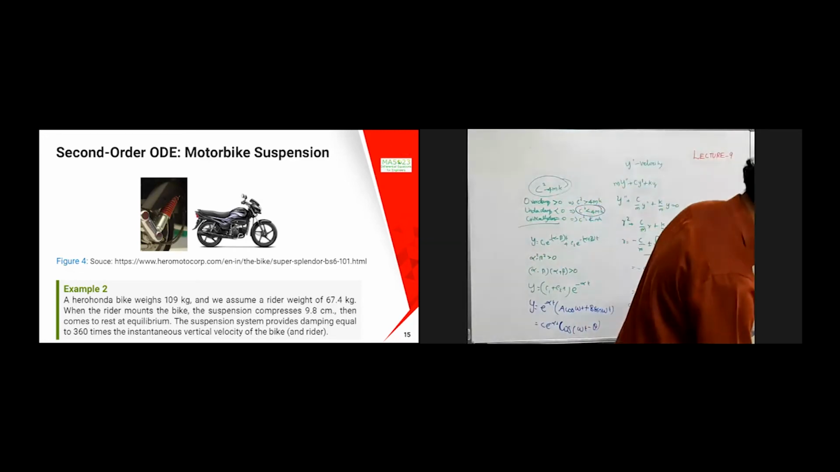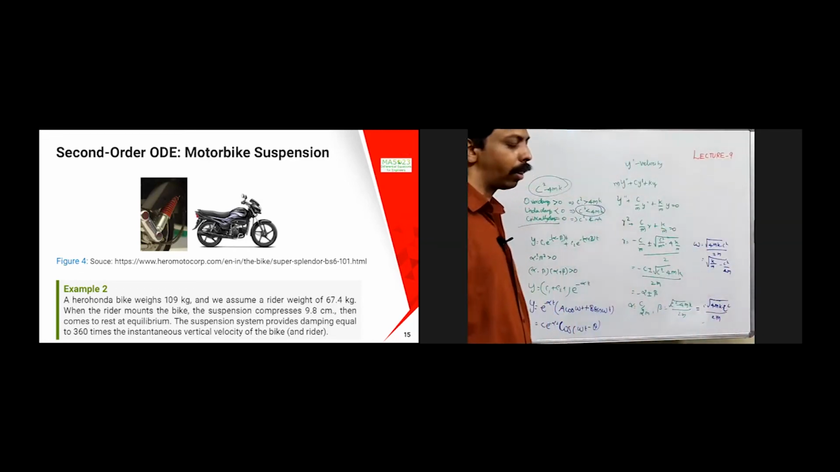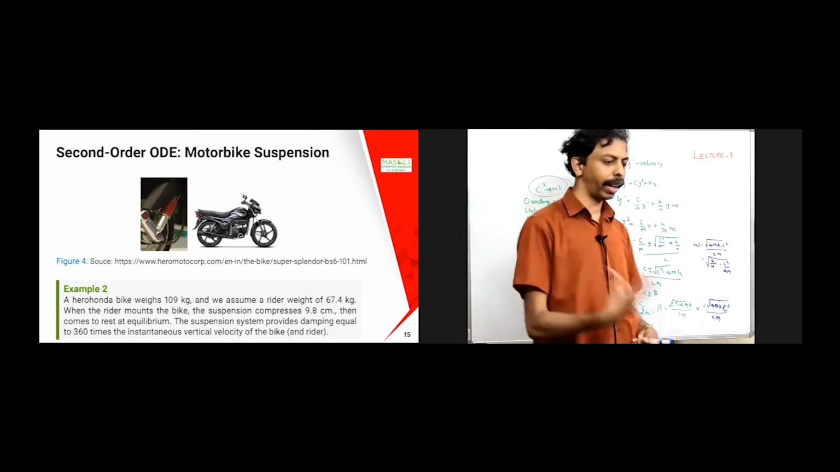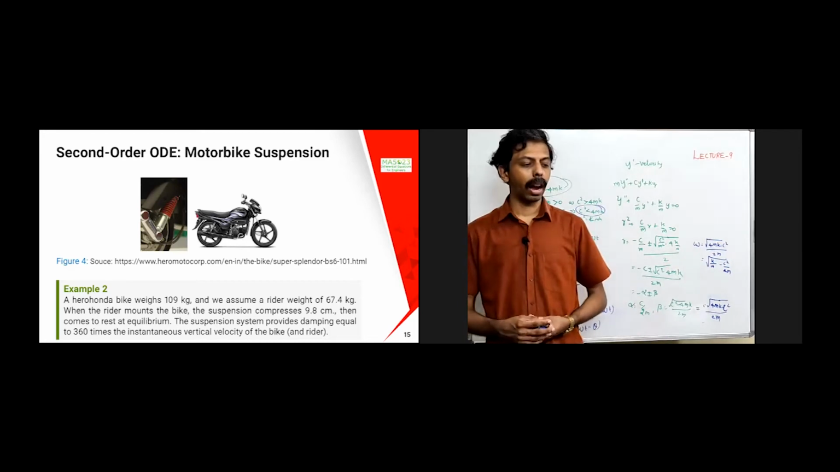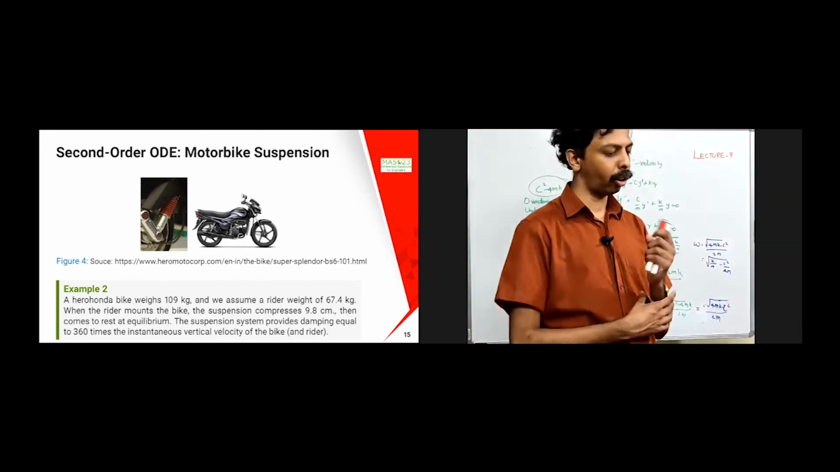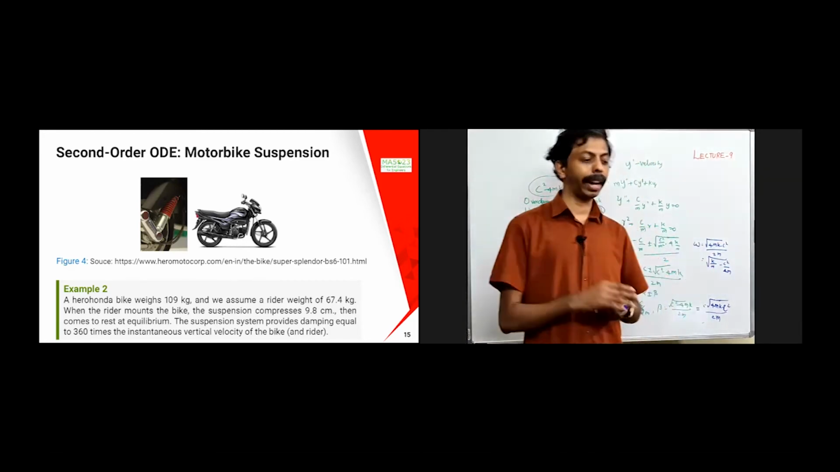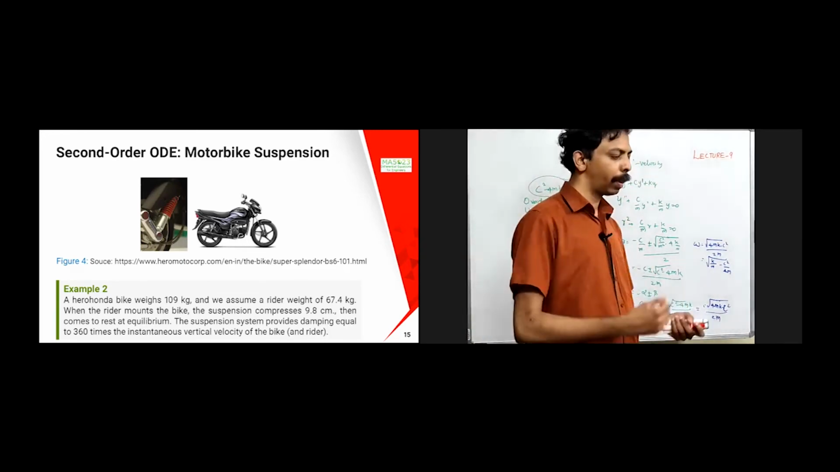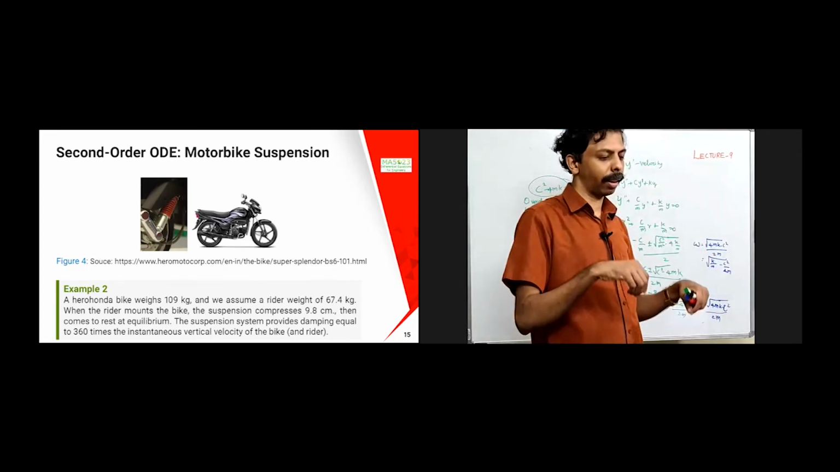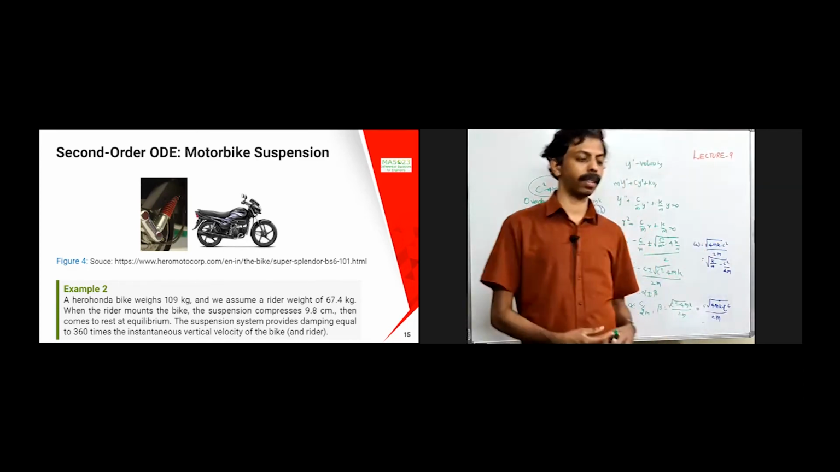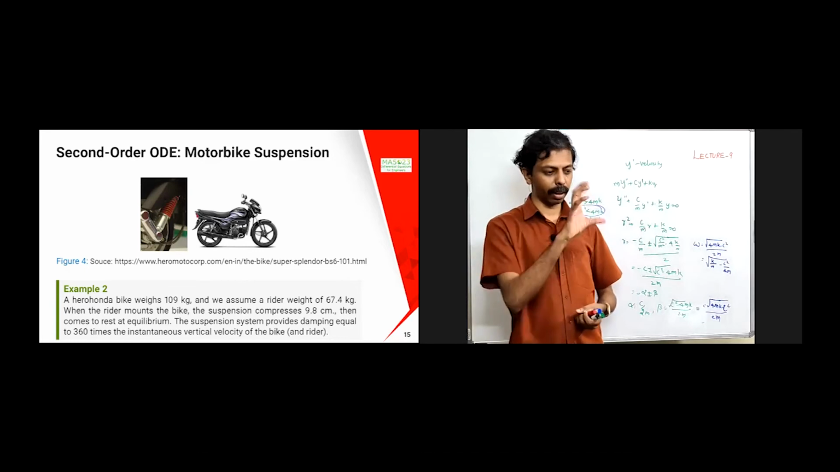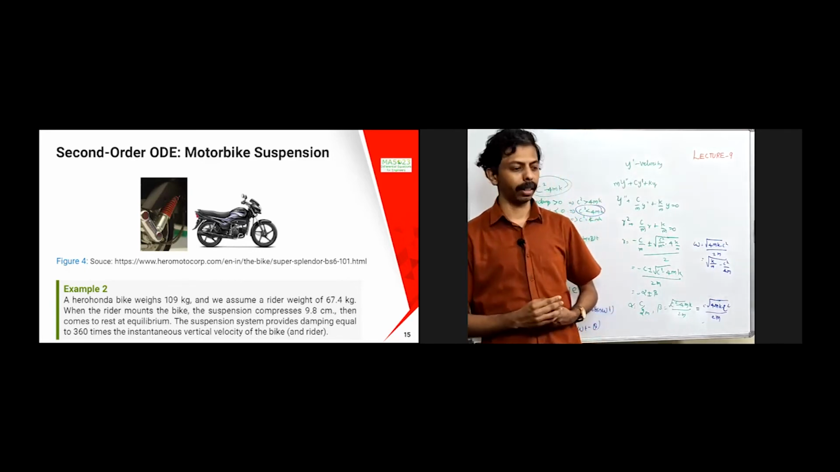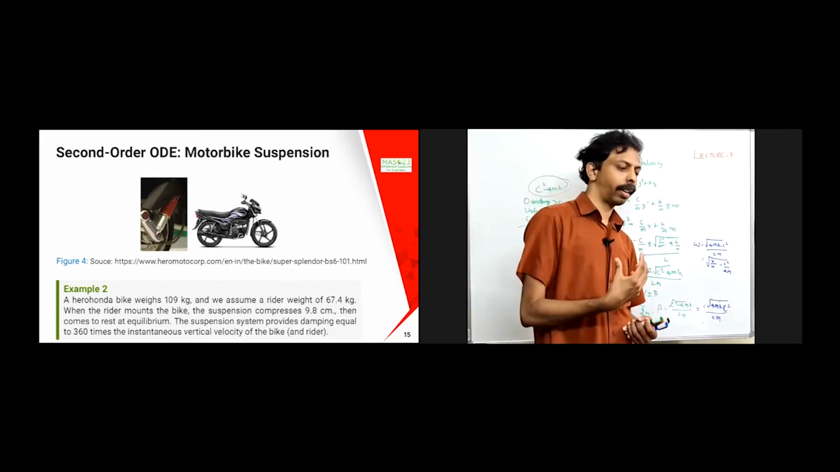For this we'll see some problem. There is a Honda bike, you might have traveled on that. The weight of the bike is 109 kilogram and the weight of the rider is 67.4 kilogram. When the rider mounts the bike, it will immediately give some compression. The suspension compresses, the spring, whatever you call it, is compressed by 9.8 centimeter. Then it comes to rest at equilibrium.